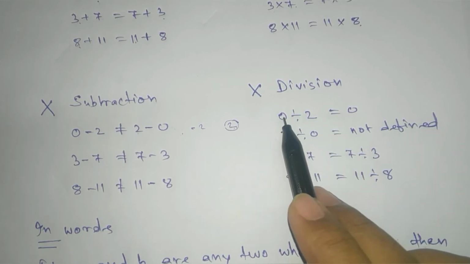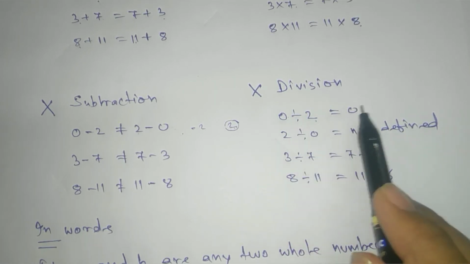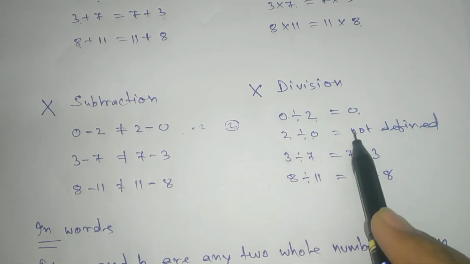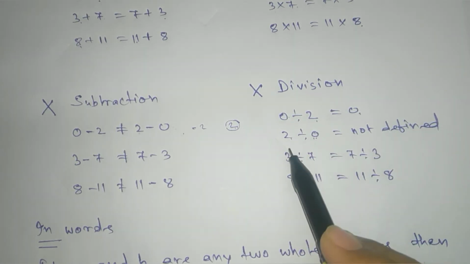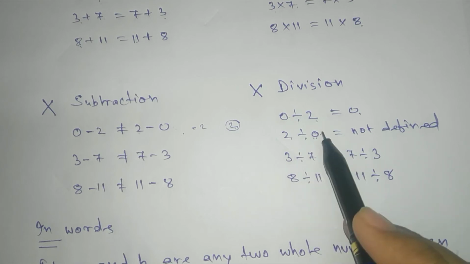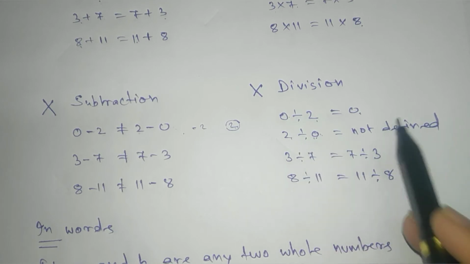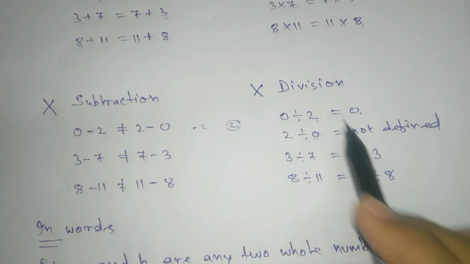For example, 0 divided by 2 will give you 0, but 2 divided by 0 is not defined. You cannot take 0 at the denominator place, meaning you cannot divide any number by 0. It is not defined in mathematics. So both are not the same.